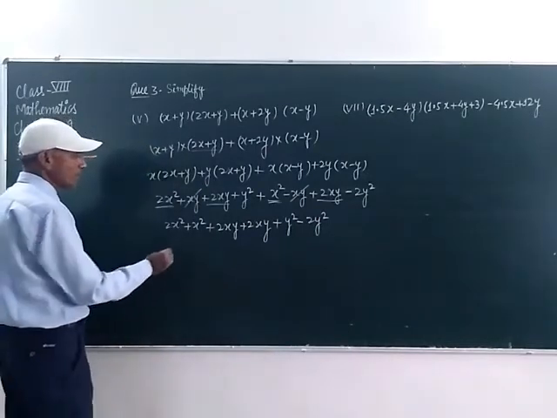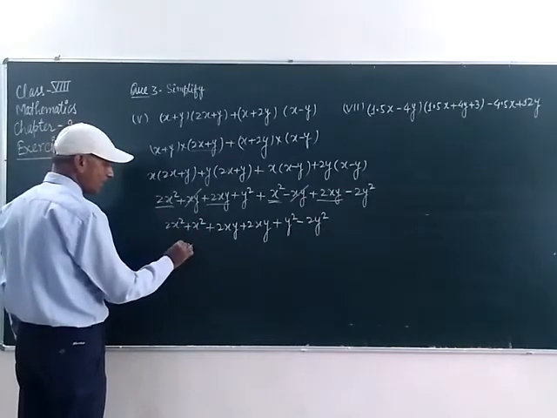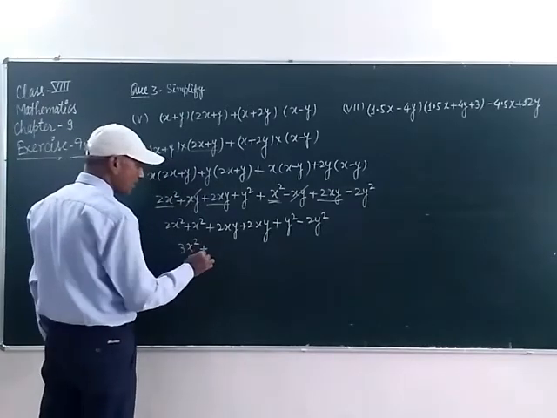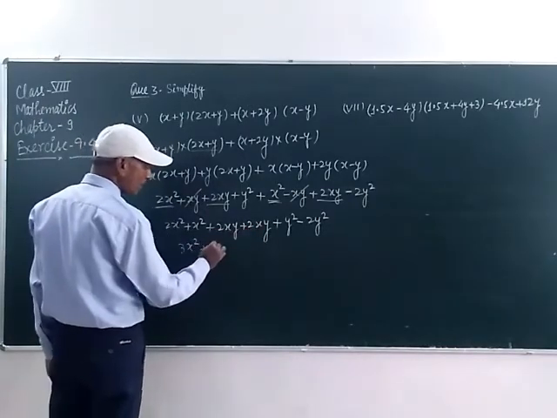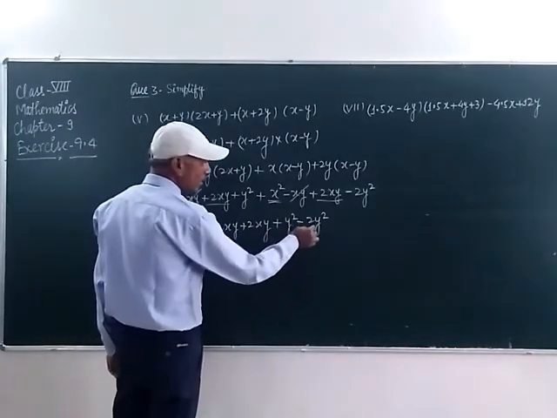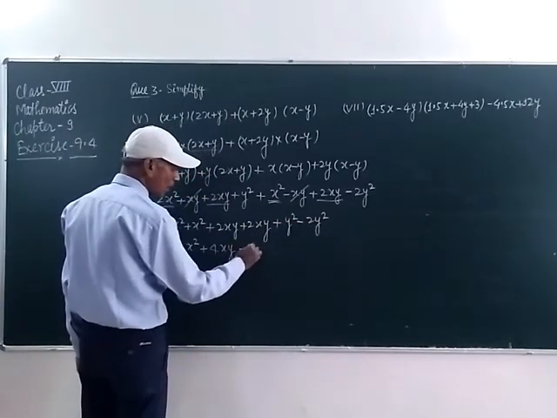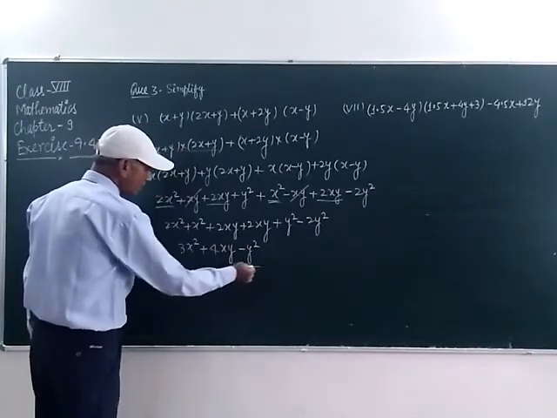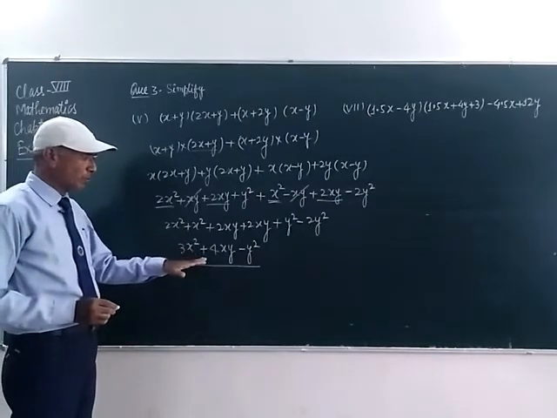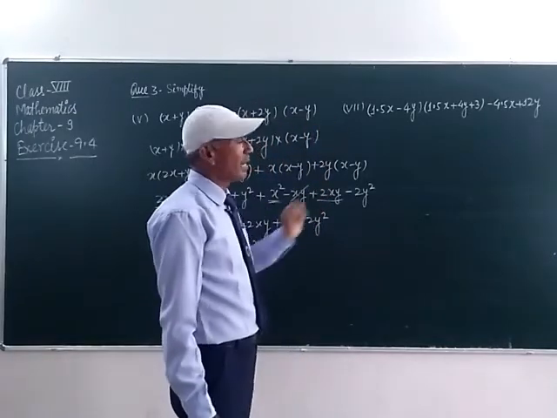And in this question, student, this one 2x² plus x², it is 3x². Plus this one 2xy plus 2xy, 4xy, and in this student minus 2y² plus y², it will be minus y². So this one is the answer of this part of the question student: 3x² + 4xy − y². Now we have to solve the next part of the question student.